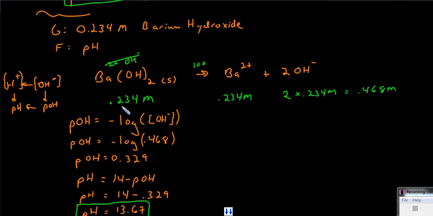So if we have 0.234 molar barium hydroxide, we'll have 0.234 molar barium ion in solution, and twice 0.234, because we have a coefficient of 2 here, there are twice as many hydroxides being released as barium hydroxides are dissolving. So we get twice 0.234, we get 0.468 molar hydroxide.